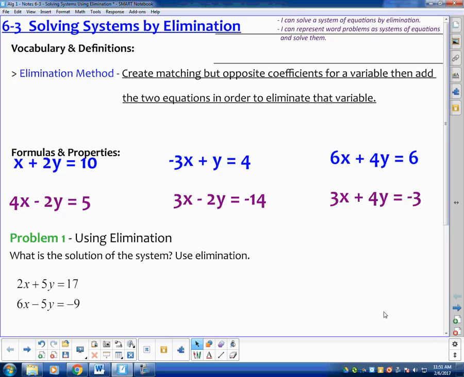So you're going to want to get rid of either the x or the y variable. So think of it this way. We're going to create matching but opposite numbers in front of the x or the y, if they're not already matching opposite, and add the equations.